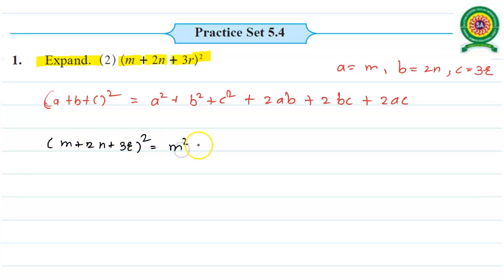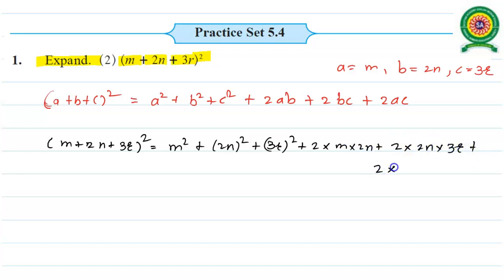So a square means m square, b square means (2n) the whole square, plus c square means (3r) the whole square, plus 2 times a into b means m into 2n, plus 2 times b into c means 2n into 3r, plus 2 times a into c means m into 3r. Now let's simplify it. m square as it is, (2n) the whole square, let's separate out the square: 2 square becomes 4, n square as it is. Again (3r) the whole square: 3 square is 9 into r square.